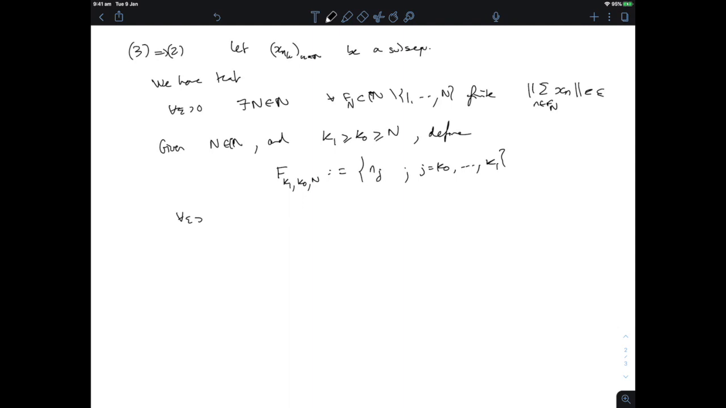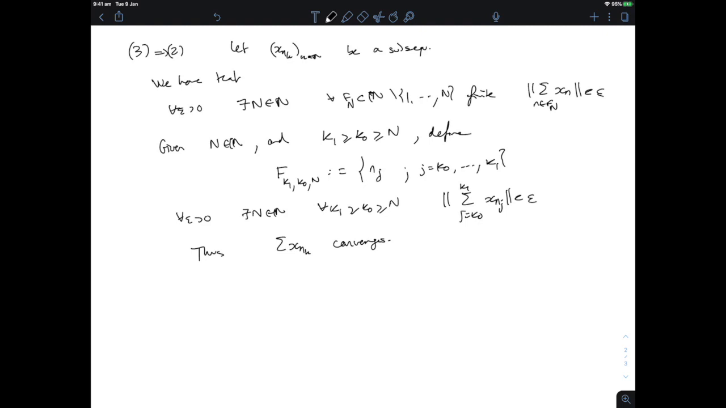I have that for every epsilon there exists an n in N such that for all k1 greater than k0 greater than n, well, on this finite set I am small, so the sum for j running between k0 and k1 of x_{n_j} is smaller than epsilon. That is literally saying that the sequence of partial sums of the x_{n_k} is a Cauchy sequence, and therefore the sum of the x_{n_k} has to converge. Okay, that proves 3 implies 2.